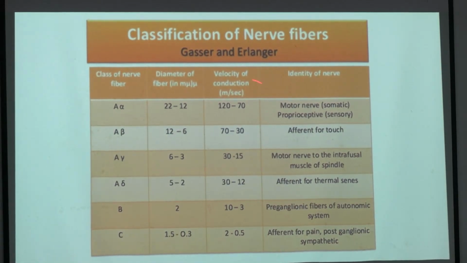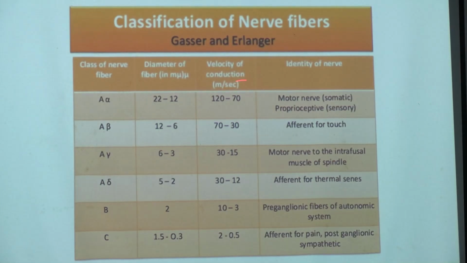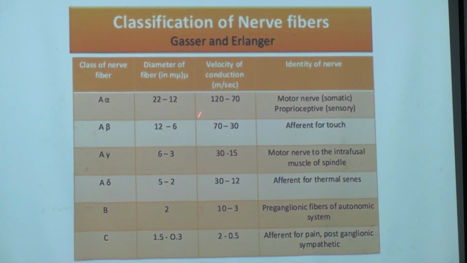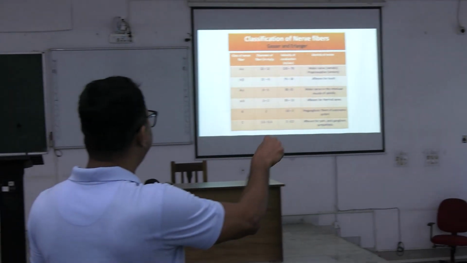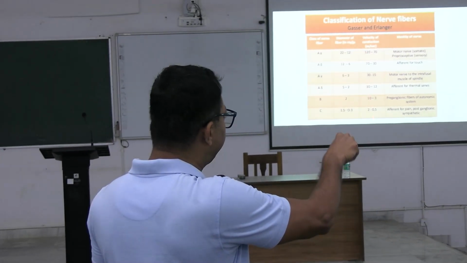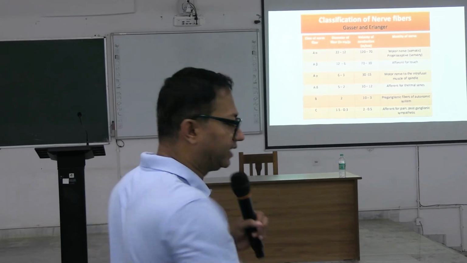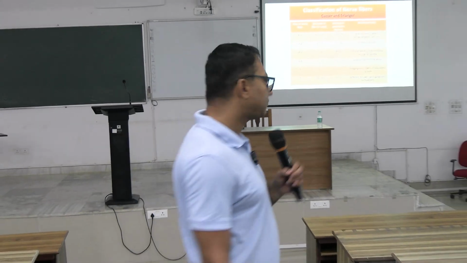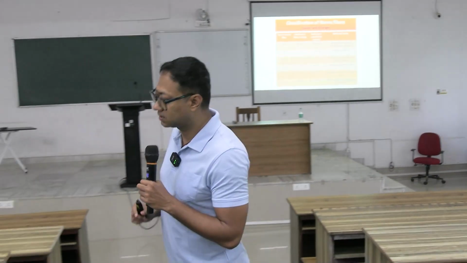And the velocity of conduction of action potential for A alpha is 70 to 120 meter per second, and for C it is 0.5 to 2 meter per second. So the speed of action potential is gradually decreasing, and the diameter of the nerve fiber is also decreasing from A alpha to C. Clear? Now what you must remember is, for what sensation what nerve fiber is required.